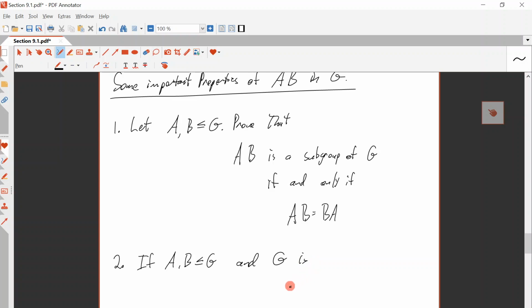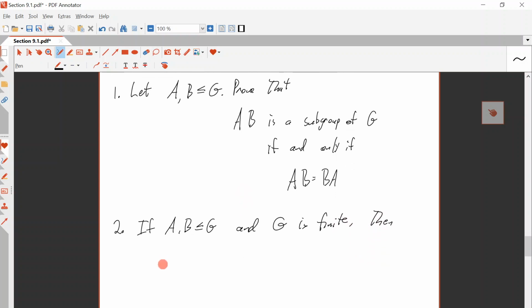Well, I think G is finite. Then what's the order of that? There's a nice, neat little formula for it, as follows. It's the order of A times the order of B. It's not A cross B, however. The order of A cross B is equal to the order of A times the order of B.